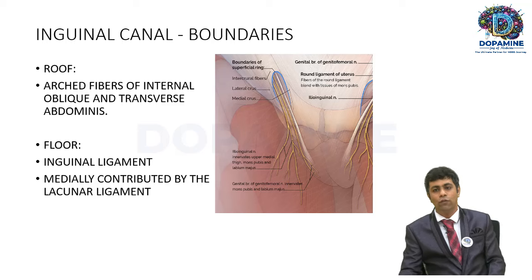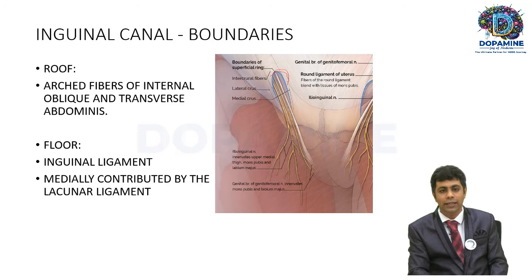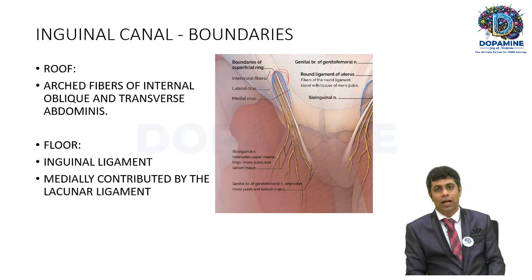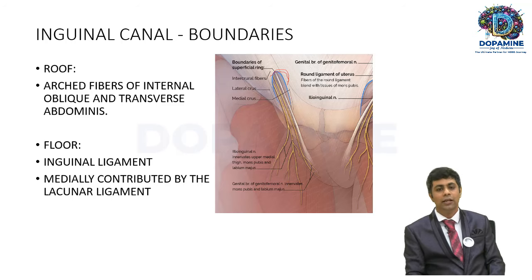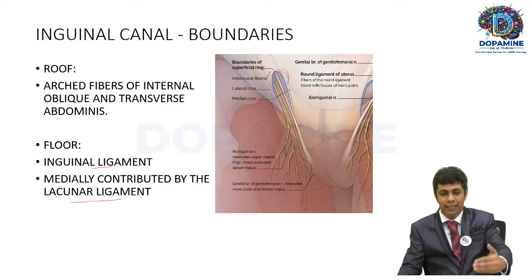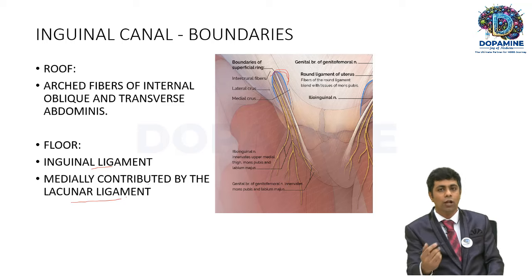So let us talk about the roof of the canal. The roof of the canal is formed by the arched fibers. You can see here the arched fibers of internal oblique and transverse abdominis muscle. I already told you these two muscles together form the conjoint tendon, right? And the floor is formed by inguinal ligament, as you already know, and it is contributed by the lacunar ligament. It is nothing but the extension of the inguinal ligament. The inguinal ligament has multiple extensions that include the reflected part, lacunar part, pectineal part, okay, and this lacunar part also contributes to the floor.